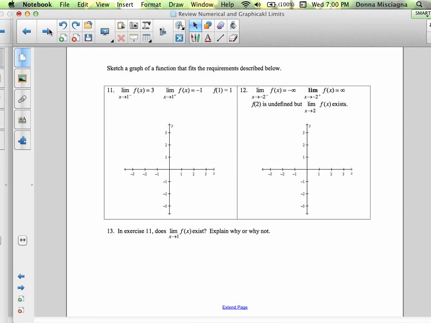Sketch a graph. Oh, and you know what? Let's take a break, and I'll start this problem on the next video.